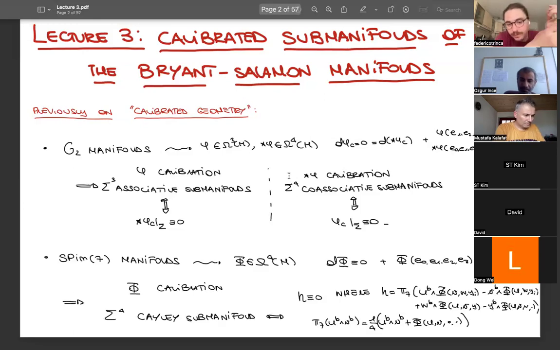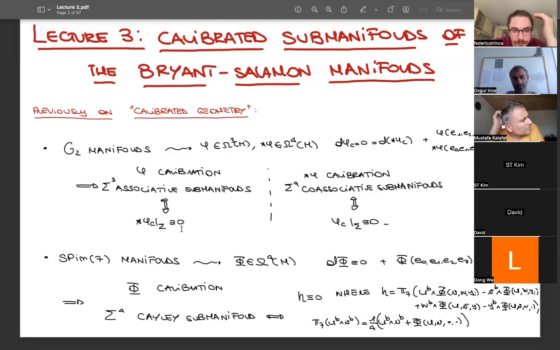So Spin(7) manifolds are in a very similar way 8-dimensional manifolds with a four-form which is closed and with comass less than or equal to 1. So it's a calibration, and the calibrated submanifolds are called Cayleys. We can also, once again, characterize being calibrated with the vanishing of a two-form, which is this two-form here.